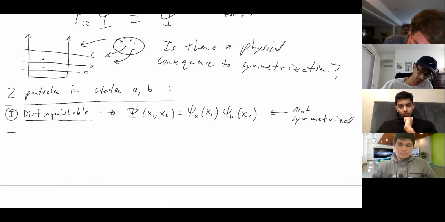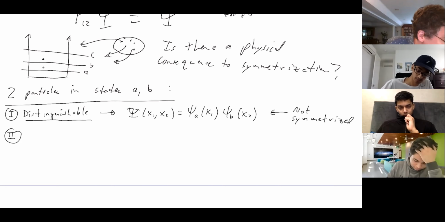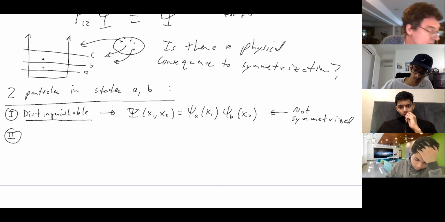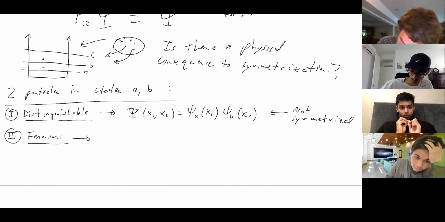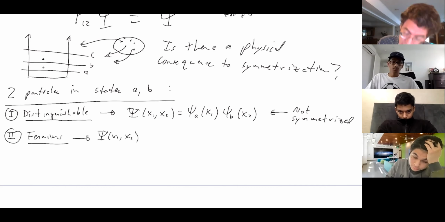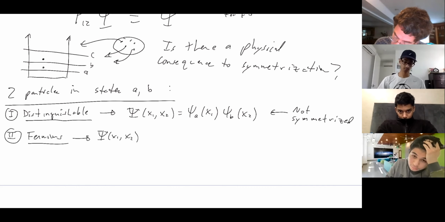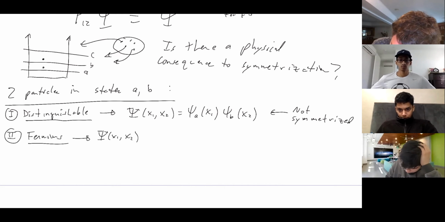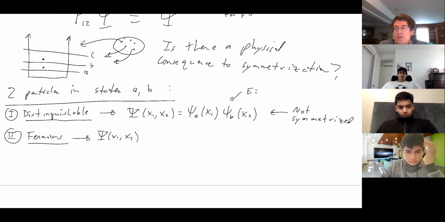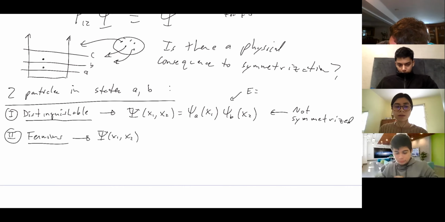But now let's consider the second case, where I have fermions. And now when I calculate the wave function, psi of x1, x2, for two particles in those same two states. Oh, before I do that, let me just ask a question. What is the energy of this state? The energy is what? E_A plus E_B. Exactly. Because one guy is in A and one guy is in B.